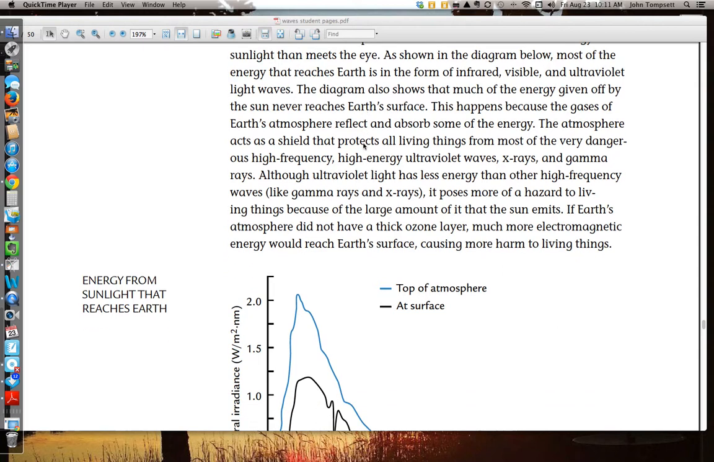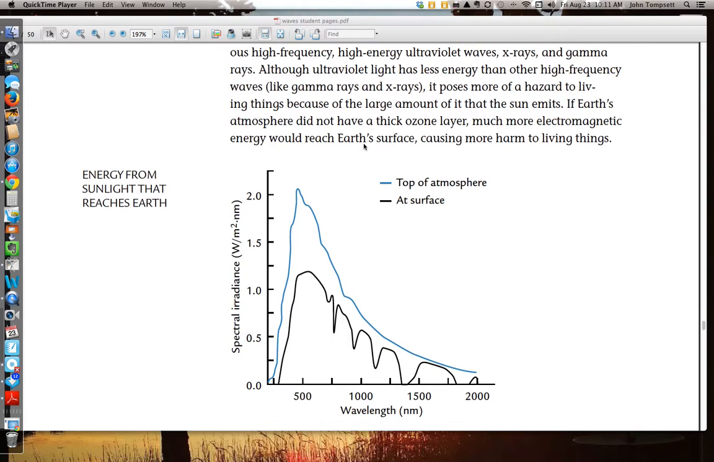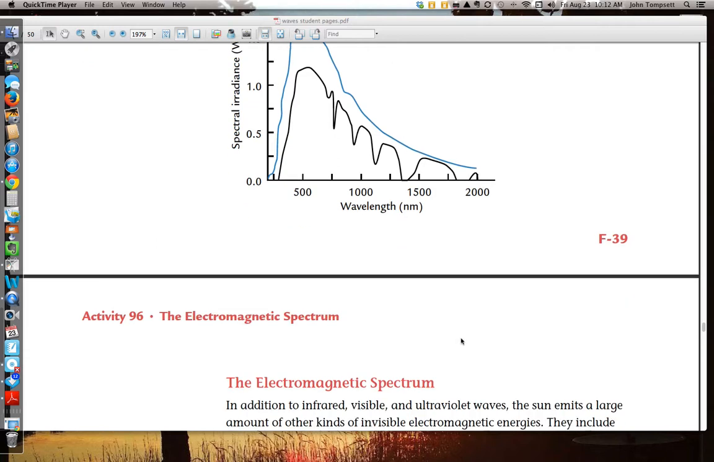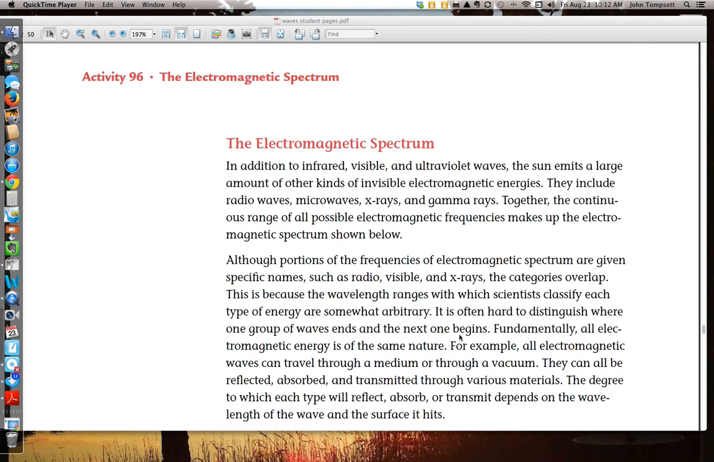harm to living things. So you can see from this graph that here is the blue line, which is showing you the top of the atmosphere. And you can see this black line is showing you those wavelengths at the surface. So you can see that some of those light waves never get to the Earth's surface. I told you this was lengthy, I know it is.